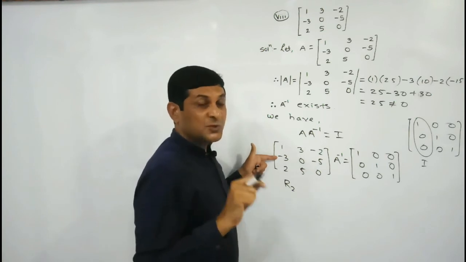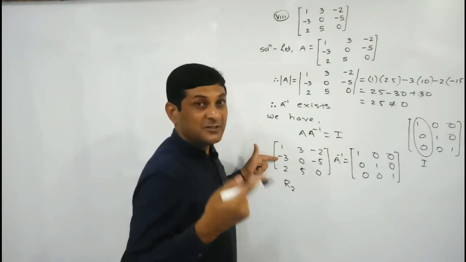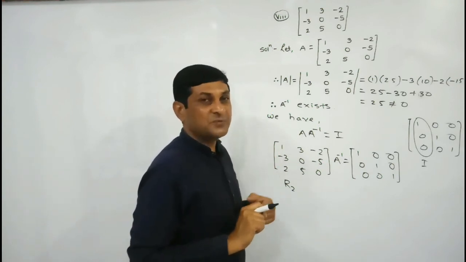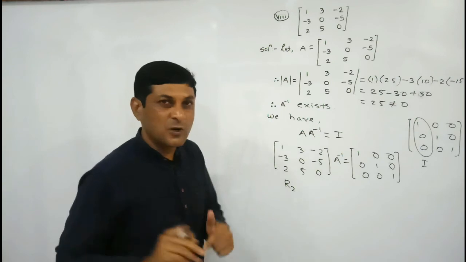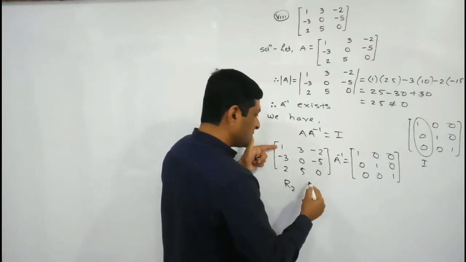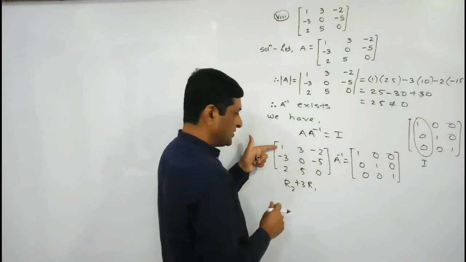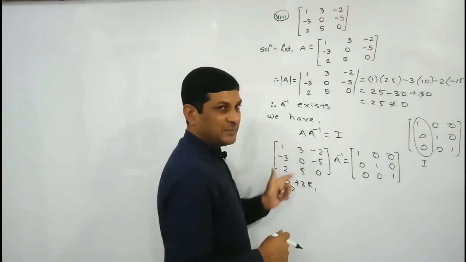Which is the element of second row? Minus 3. So in minus 3, if we are adding 3, what we will get? 0. And whenever we are taking addition or subtraction, we have to use corresponding element of any other row. So better way here, use the corresponding element of R1. To get plus 3, I am multiplying here by plus 3. So that minus 3 plus 3 will become 0.